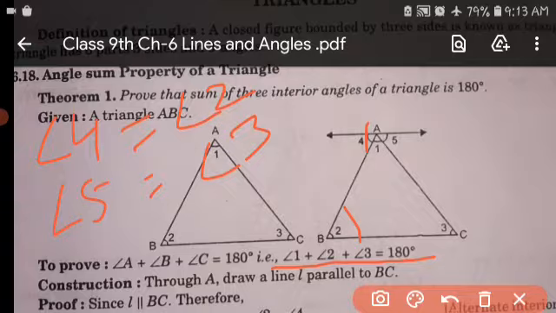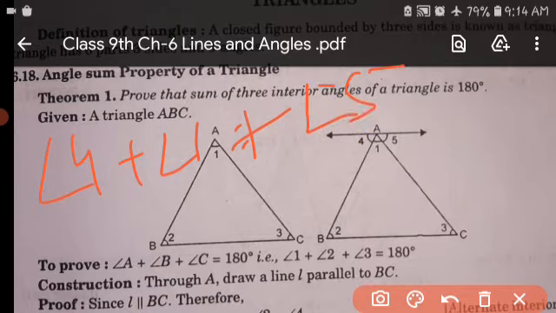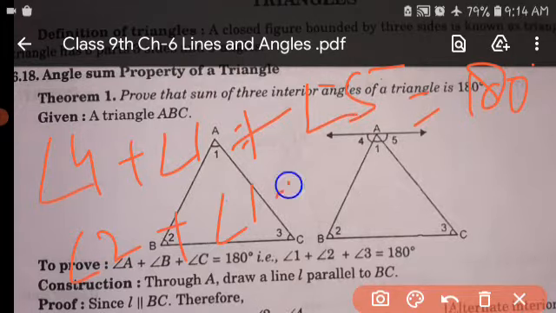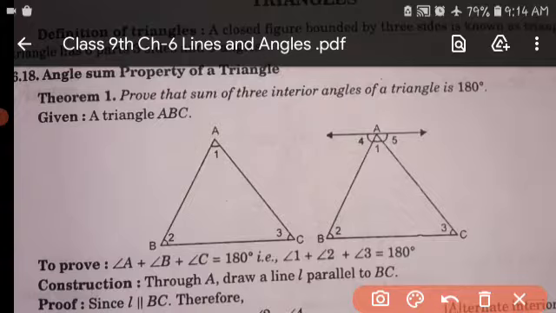Now write here: angle 4 plus angle 1 plus angle 5 is equal to 180 degrees, the sum of angles in a straight line. Put angle 4 equal to angle 2 and angle 5 equal to angle 3 because these are alternate angles. So the sum of 3 angles of a triangle is 180 degrees.